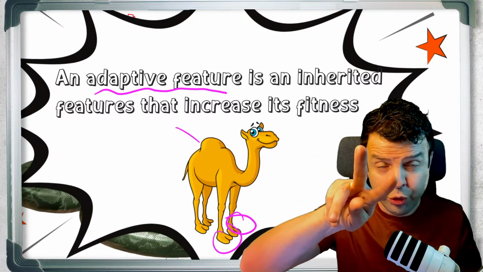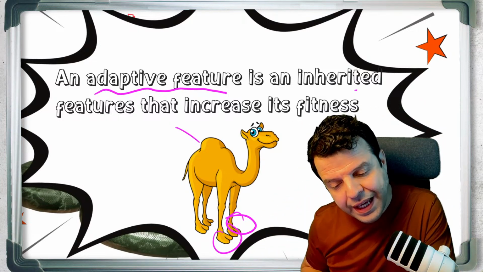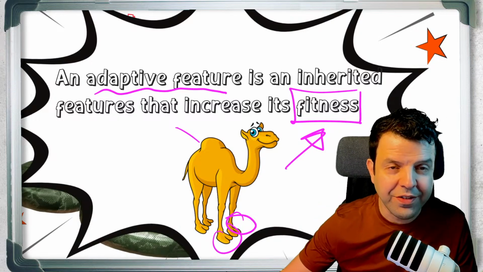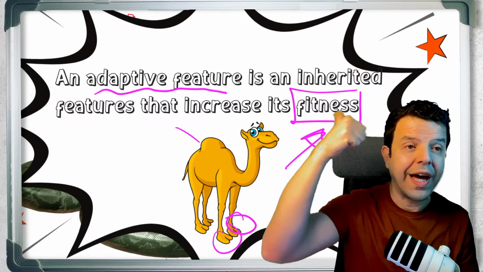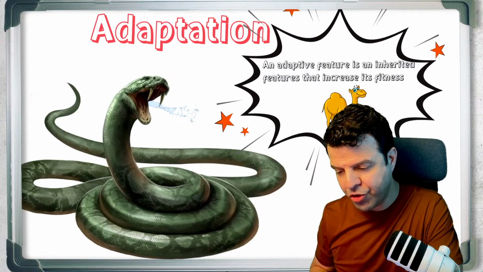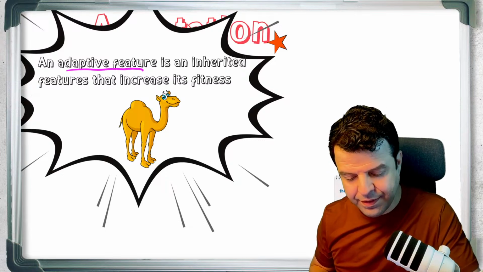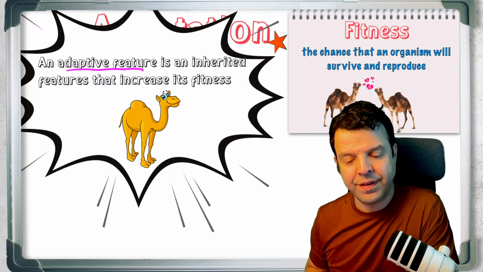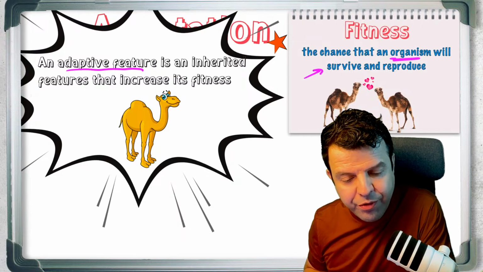So this combination of those two words, listen, the combination of survive and reproduce, we say that is fitness. So fitness in the context of survival is two things: to survive and to reproduce inside your environment. So once again, this is one definition here: adaptive feature. And this is my second: fitness. What does fitness mean? It's the chance that an organism will survive and reproduce.